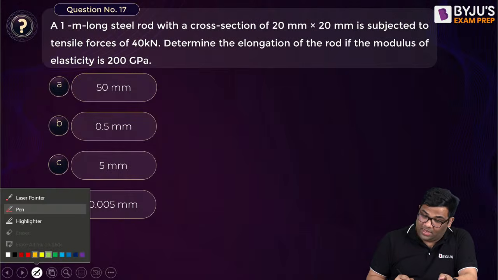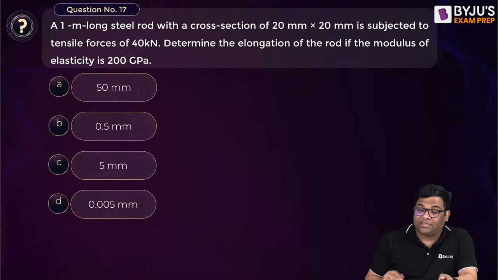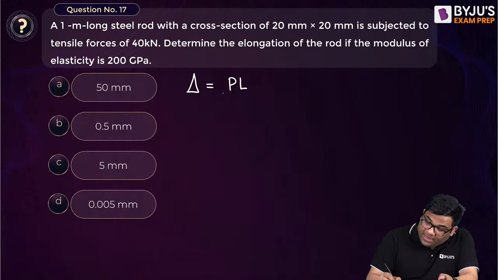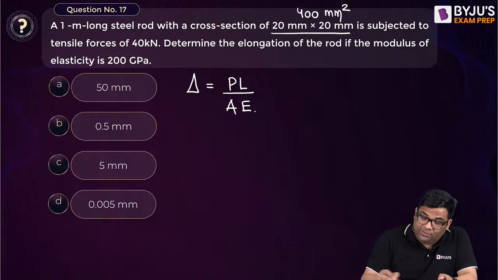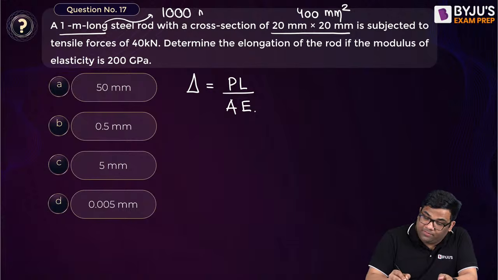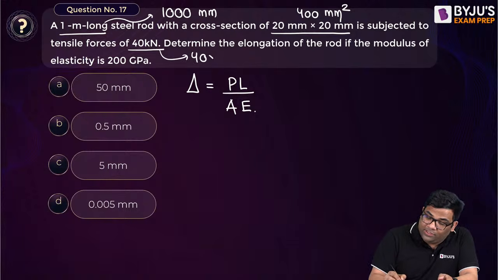17. Come on, fast. You have to find out the elongation of bar. The elongation of bar is PL by AE. Right formula, PL by AE, of bars. So this is area. Area is 400 mm square. And this is the length of the bar. Take in mm, because everything is written in Newton mm. This is your load. Load you can take 40 × 10⁻³ Newton.